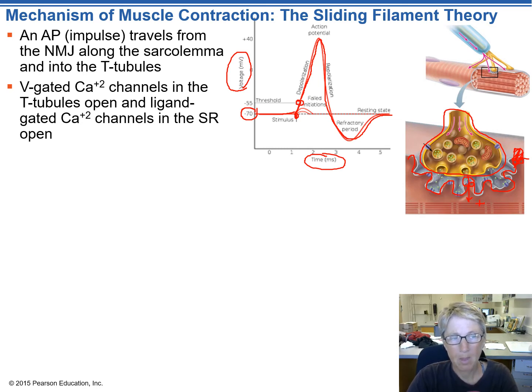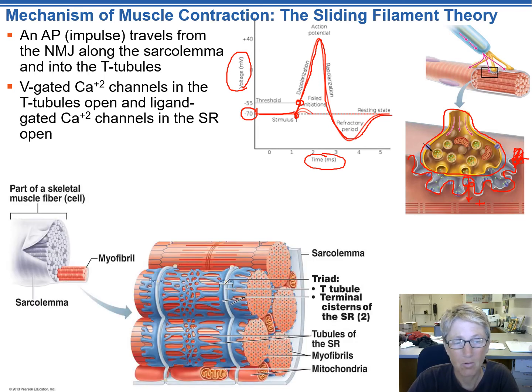In the T-tubules of the muscle cell, there are voltage-gated calcium channels, and there are also ligand-gated calcium channels on the SR. Through the biochemistry of the action potential diving into the T-tubules, the voltage-gated calcium channels will open, and then the ligand-gated calcium channels will also open in the sarcoplasmic reticulum, and calcium will flood into the intracellular fluid. Oh, there's my cartoon. Thank you. I should have put that up sooner.